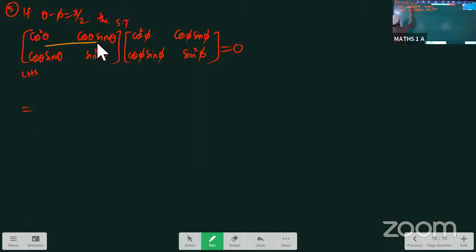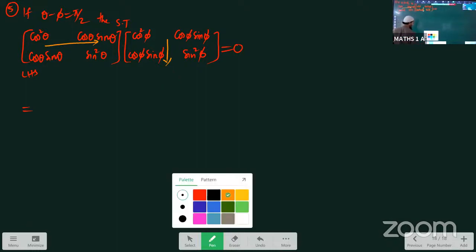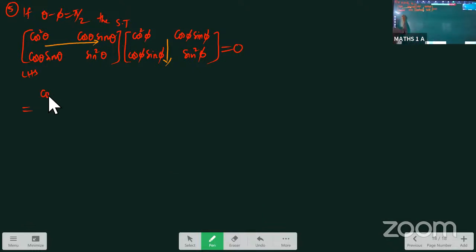Same procedure, matrix multiplication. First row, you multiply with the corresponding first column. Corresponding elements you multiply: cos square theta with cos square phi plus this into this. Multiply and write in first row, first column. So cos square theta into cos square phi. Next plus will come cos theta sin theta into cos phi sin phi. This is the first element A11 completed.